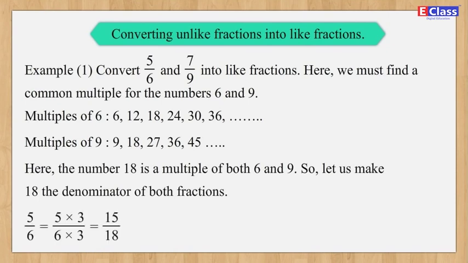5 upon 6 is equal to 5 multiplied by 3 upon 6 multiplied by 3, which is equal to 15 upon 18.